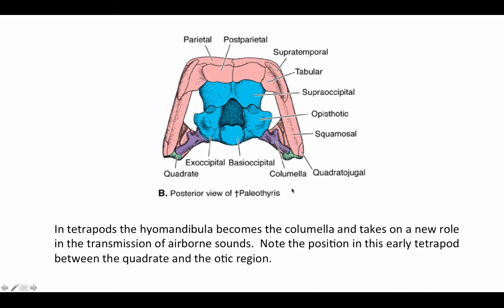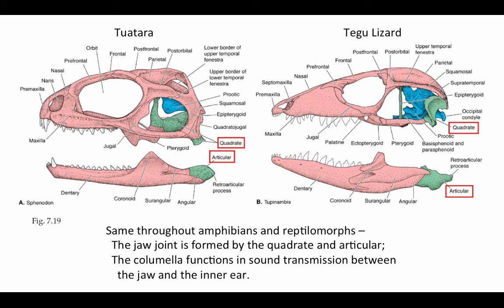This is an early tetrapod that you're looking at here. The hyomandibula becomes the columella and takes on this new role in the transmission of airborne sounds. So it retains this ancestral connection between the quadrate here, shown in green, and the temporal region of the neurocranium here in blue. And this arrangement of bones is retained in living tetrapods in the sauropsid lineage.